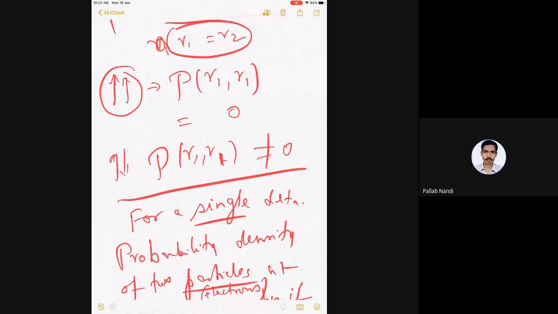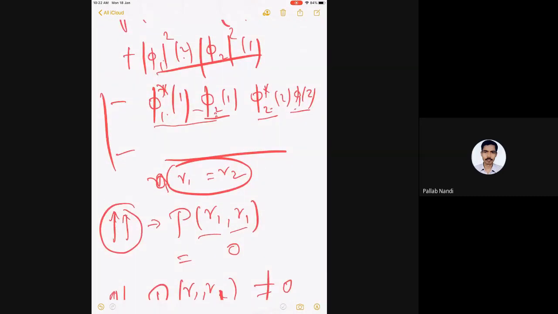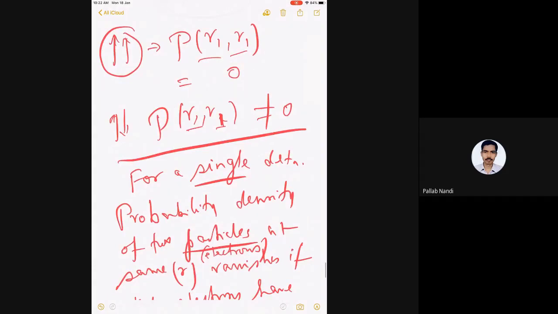So the probability of the two electrons being at the same point is zero for parallel spins. For anti-parallel spin, it is not zero. And that's a very fundamental point. We will see that we are only talking of probability.